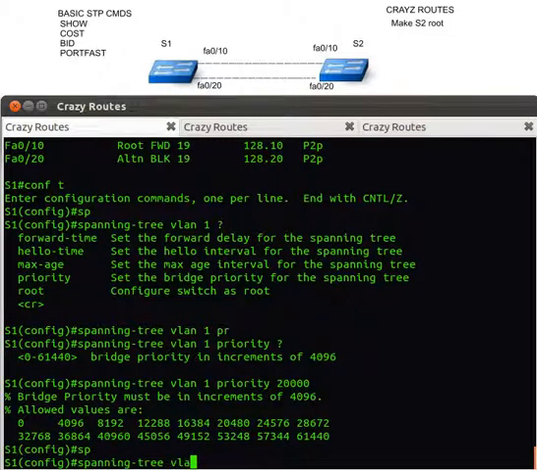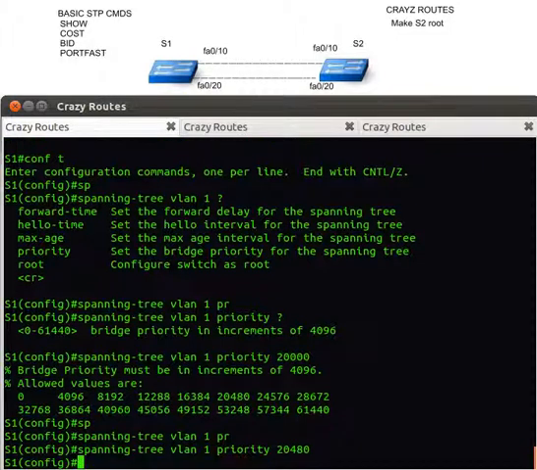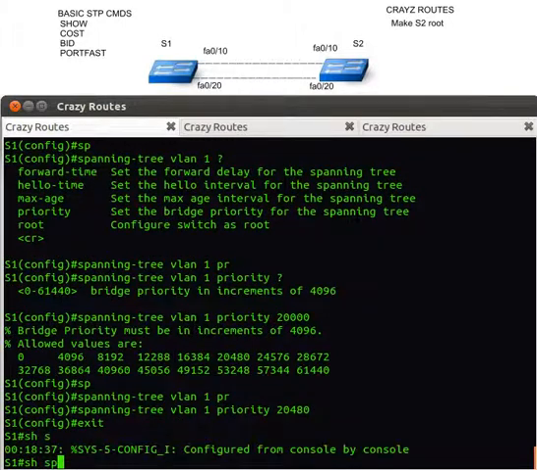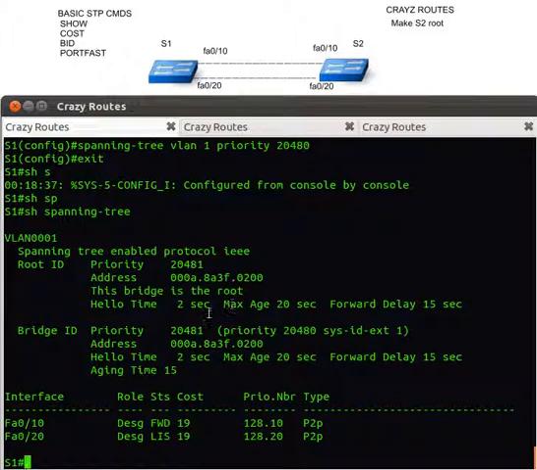Spanning tree VLAN 1 priority 20,480. Enter. Show spanning tree, and 81 because you add the VLAN number. Designated. This bridge is the root. Okay, we're all happy now.